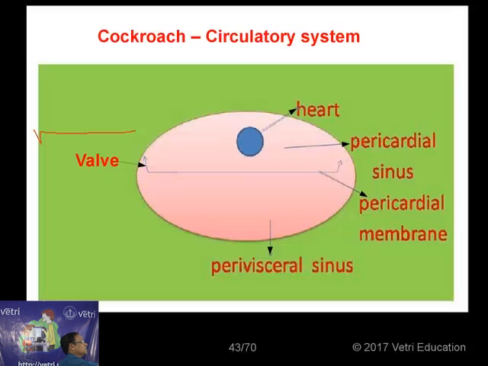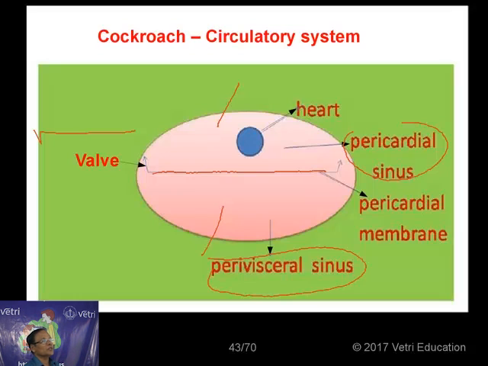Now this is the dorsal region and this is the ventral region, separated by a membrane. The dorsal space filled with blood is called the pericardial sinus. The ventral region, the space, is known as the perivisceral sinus.